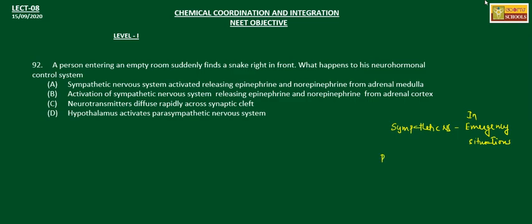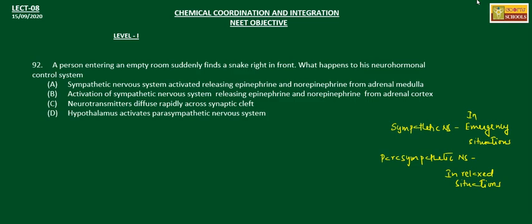Whereas the parasympathetic nervous system will be active in relaxed situations. Okay, so now let's see the options here. Sympathetic nervous system activated, releasing epinephrine and norepinephrine from the medulla. Yes, the sympathetic nervous system is activated and releases epinephrine and norepinephrine.